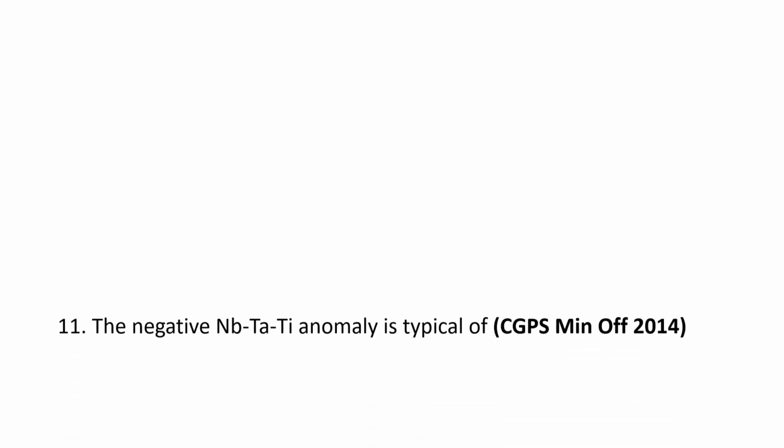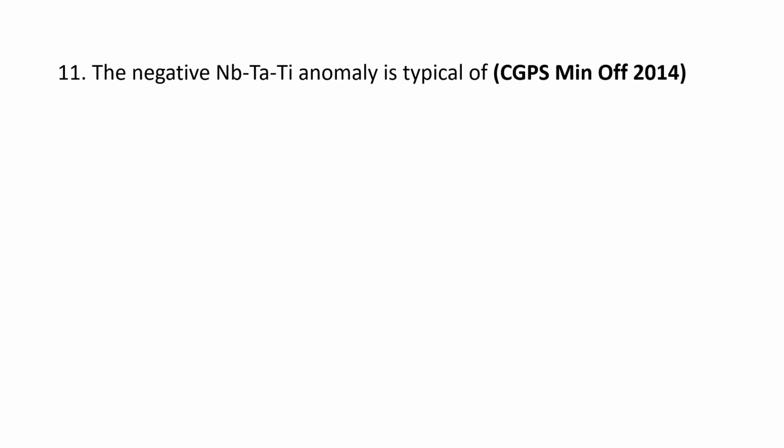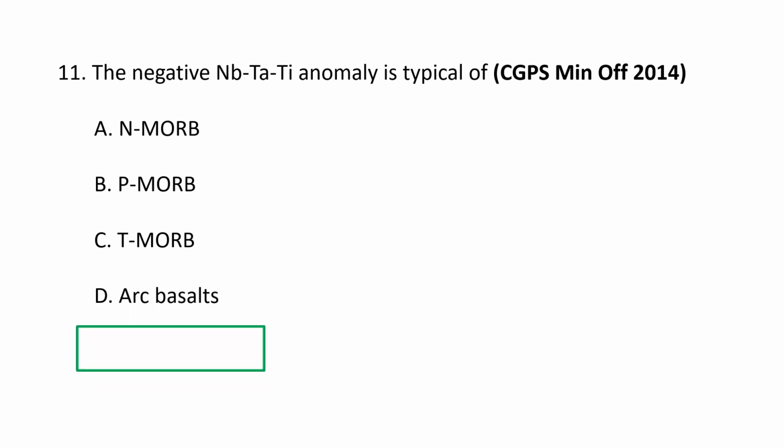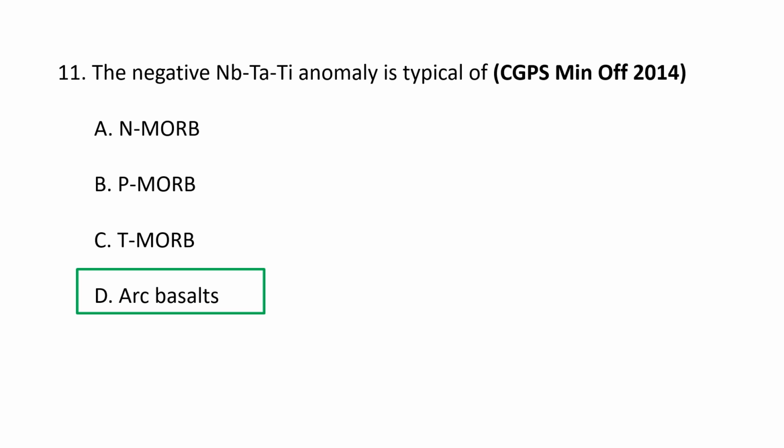Next question. The negative niobium, tantalum and titanium anomaly is typical of A. NMORB, that is normal mid-oceanic ridge basalt, B. PMORB, C. TMORB, and D. arc basalts. So the negative niobium, tantalum, titanium anomaly is typical of arc basalts. This anomaly is a geochemical signature of magmas that form in subduction zones.